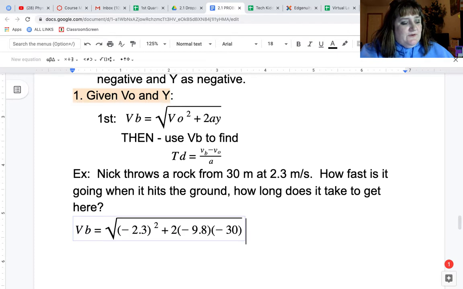This is the square root of, now my calculator I have to use double parentheses. So it is a negative 2.3 squared plus 2 times negative 9.8 times negative 30. And be sure you're using the negative key, not the minus key.